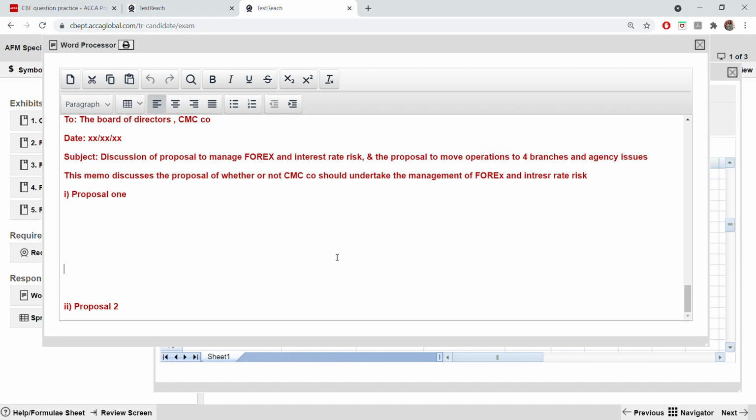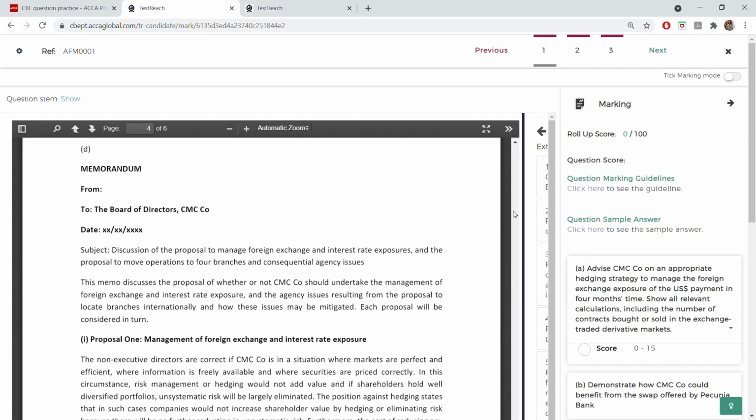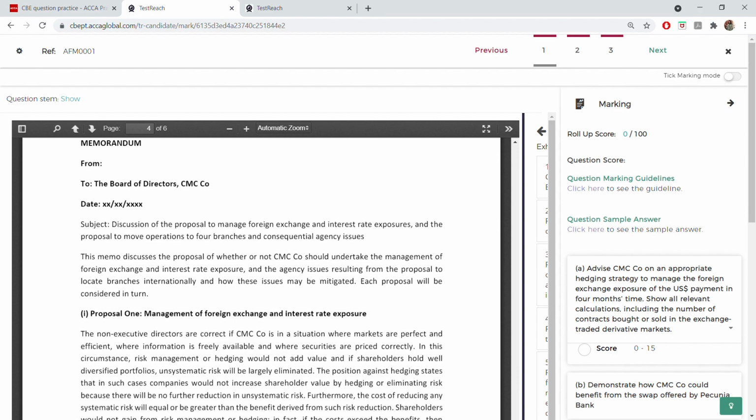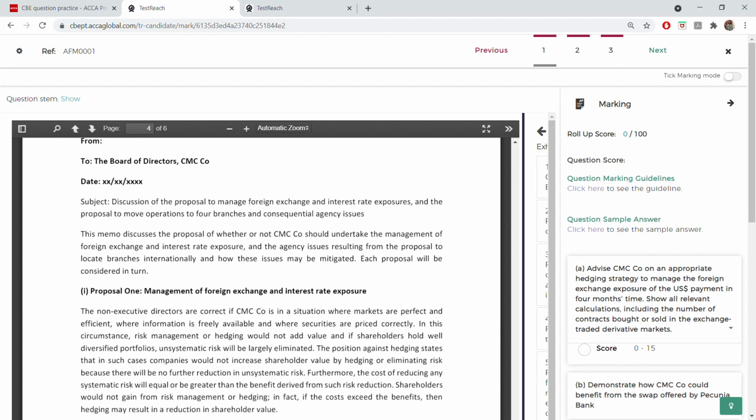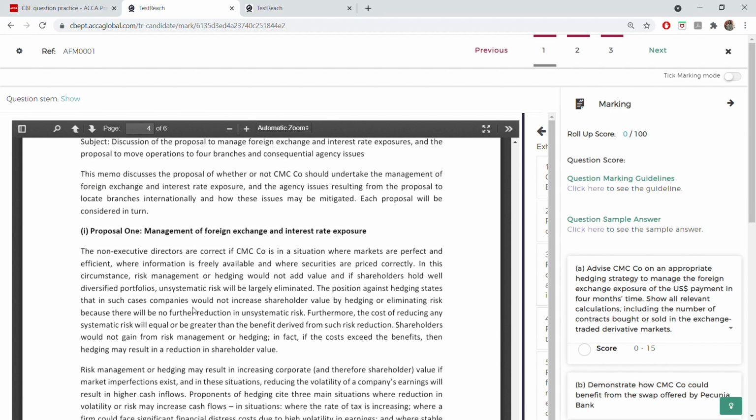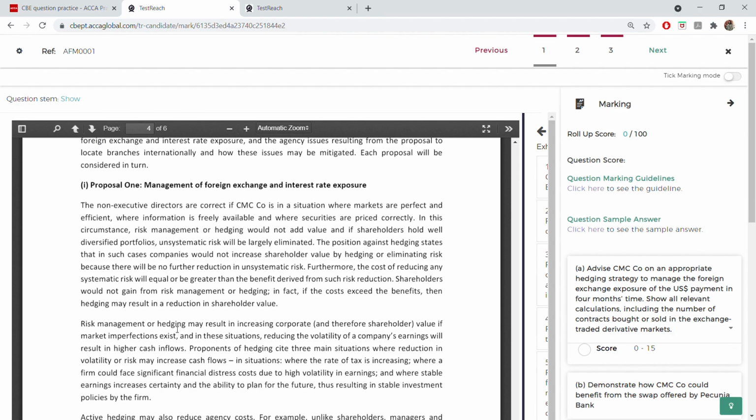For writing like this, you'll get marks. You see the answer. So this is your memo: from, to, date, subject, introduction. Introduction is very brief, not more than 5 lines. Then proposal 1 comes. That also in paragraphs you are writing. That means here you are talking about something, here you are talking about something, right? So foreign exchange and interest rate risk you can keep in 2 separate paragraphs.